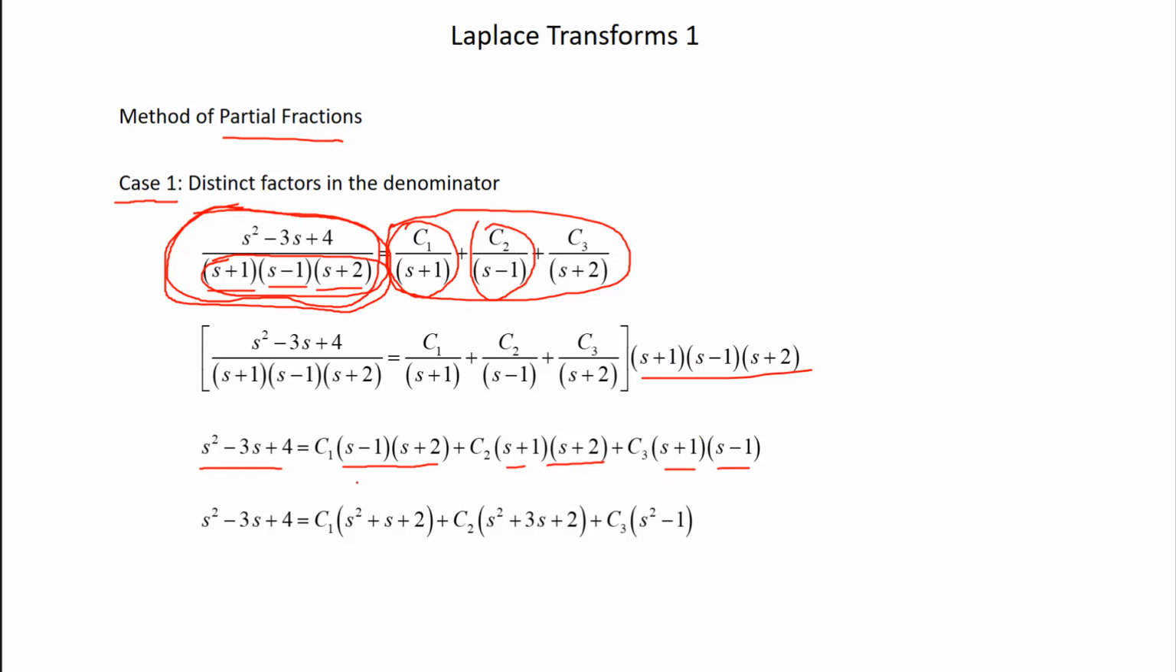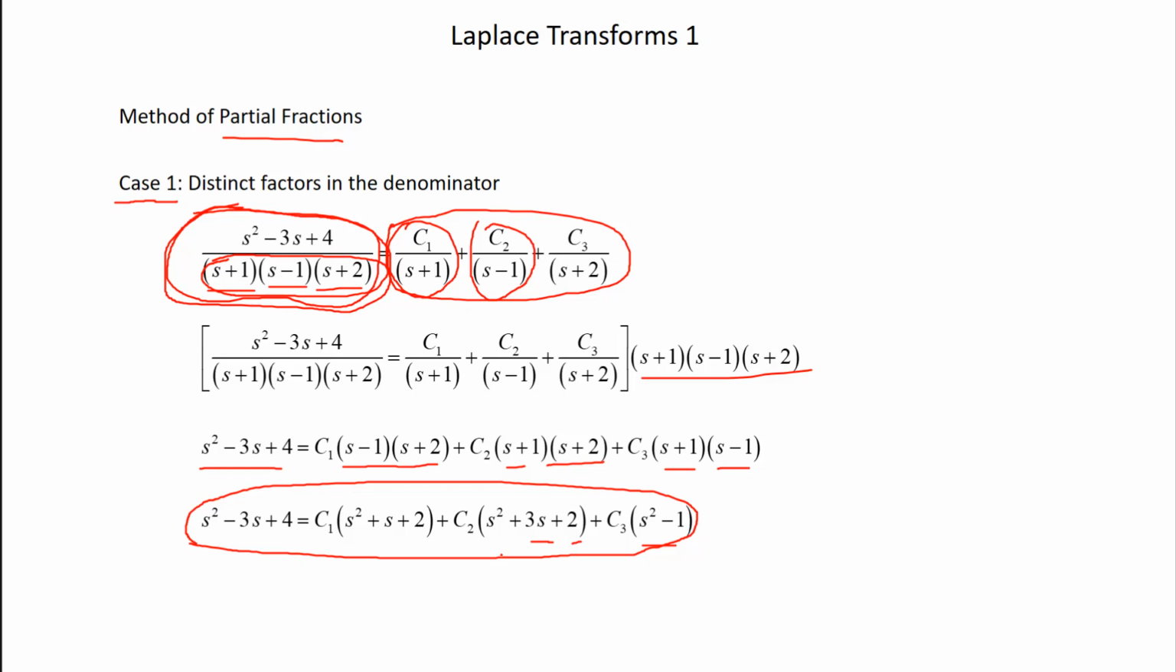So let's just go through and multiply these together. So this is s squared plus 3s plus 2, and this is s squared minus 1, right? So I pick c1, c2, and c3 so that this equation is satisfied no matter what value of s I have.